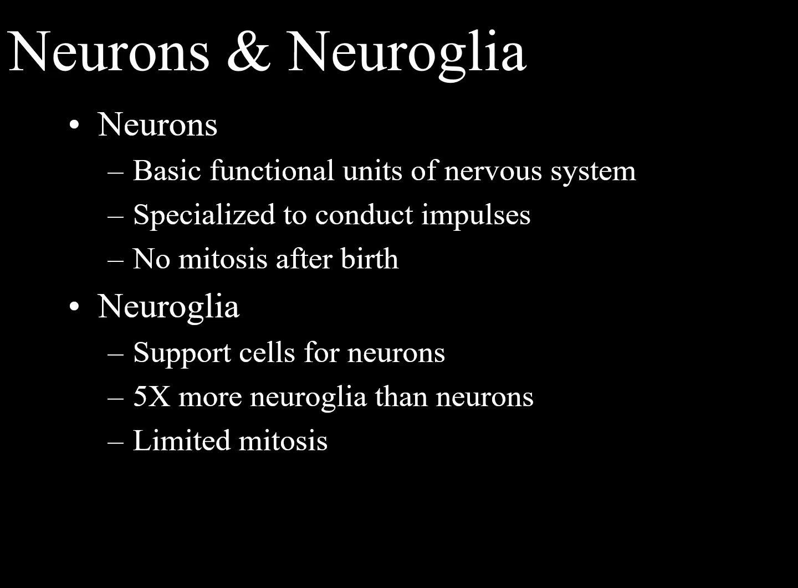Neuroglia are the support cells for the neurons. The neurons are so specialized that they can't really do all the functions that they need to do to stay alive. So the neuroglia are the cells that are doing those support functions. And there are a lot more neuroglia than neurons. It's about 5 times as many. And you can have limited mitosis in neuroglia and much more limited in neurons.